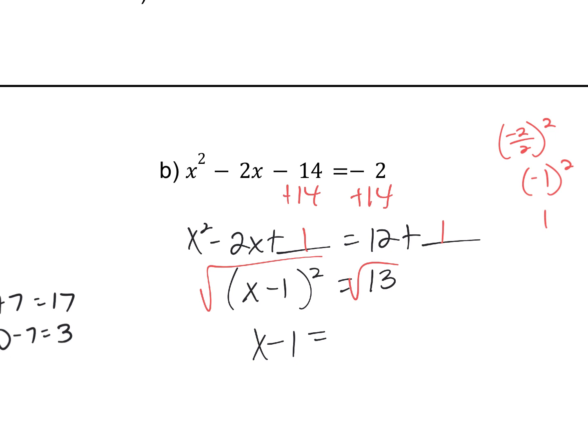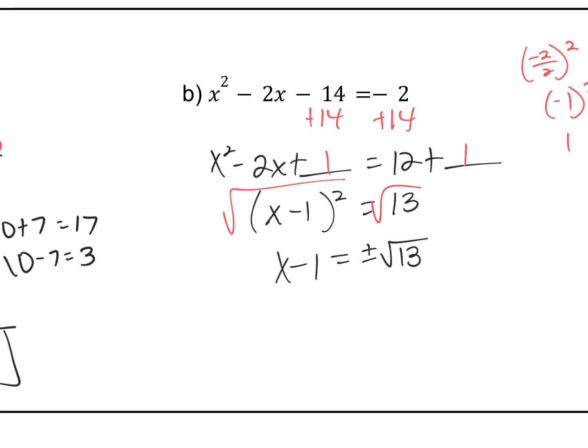You cannot square or take the square root of that. It's not a perfect square, and there are no perfect squares that go evenly into it, so I'm going to leave it as plus or minus square root of 13. Add 1 to both sides. So x equals 1 plus or minus square root 13.